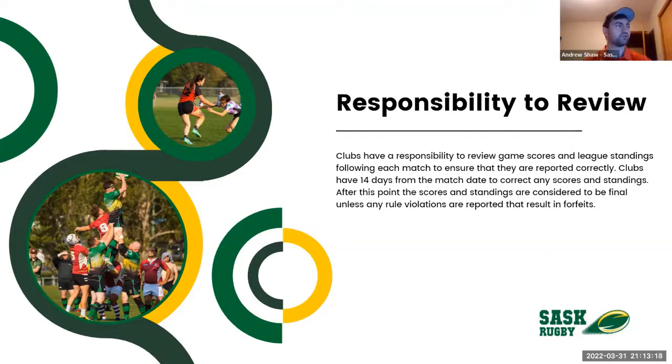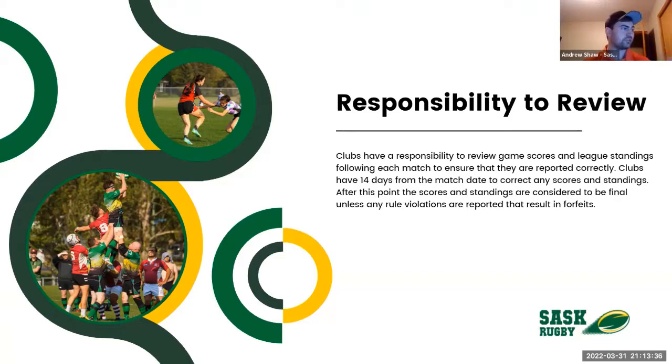Clubs are then responsible to review those scores and the subsequent league standings within 14 days of the match to ensure their accuracy. Game scores can be found on Sport Lomo if you view your team sheet for the match, and on the Sask Rugby website. League standings can be found on the website.